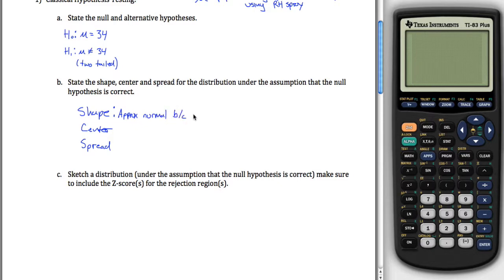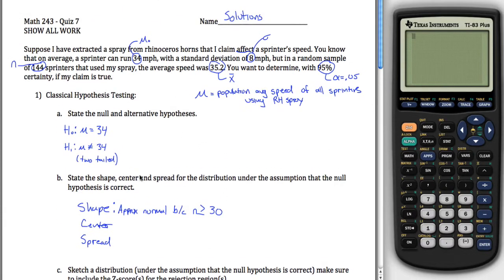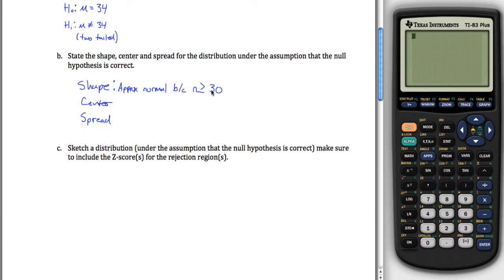And the reason why is because our value for n is greater than or equal to 30. I think there are 144 sprinters. Yeah, n is 144. That's certainly greater than or equal to 30. So therefore, using the central limit theorem, we have that the shape is approximately normal. Down here, when I draw my picture, I want to draw something approximately normal. Yeah, good enough. I guess that's approximately normal. Center, we use our value for mu naught, which in this case was equal to 34. The reason we do that is because we assume our null hypothesis is true, that mu is equal to 34. So there's our center right there.